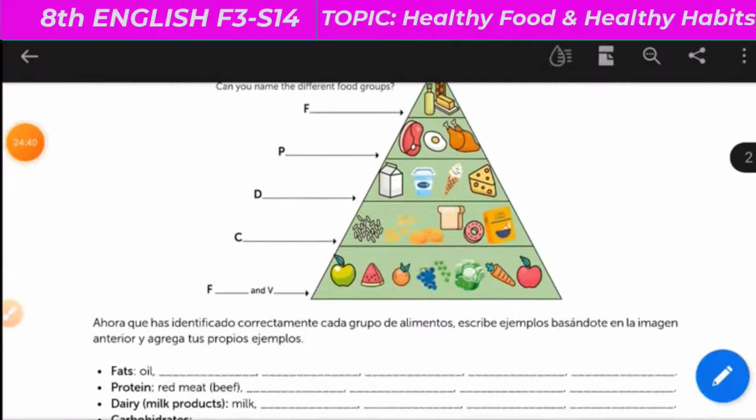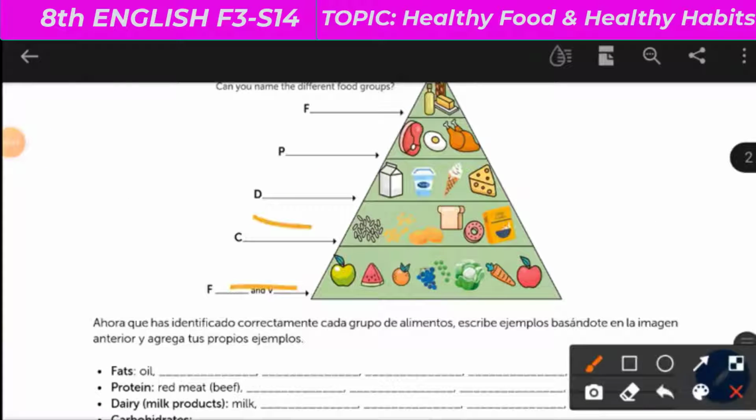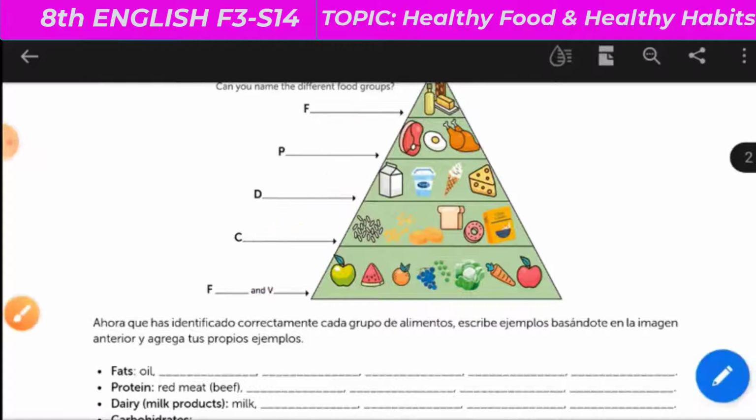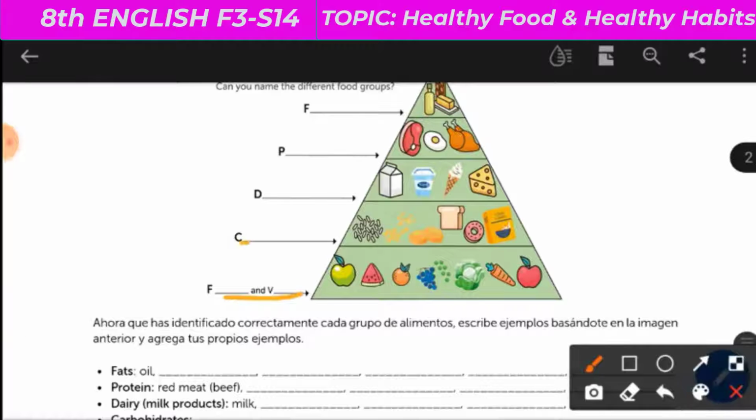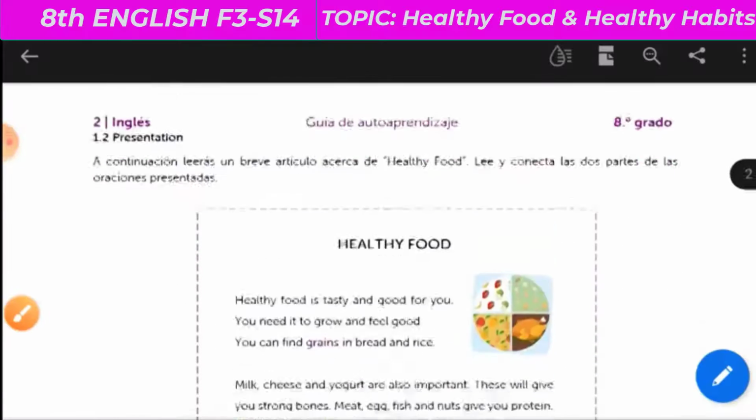First, escribimos aquí los nombres de los groups in English, you know. Fruits and vegetables, carbohydrates, dairy products, proteins, y fats. Aquí ponemos examples de cada uno de esos groups, ¿ok? Ya se lo mostré en pictures.